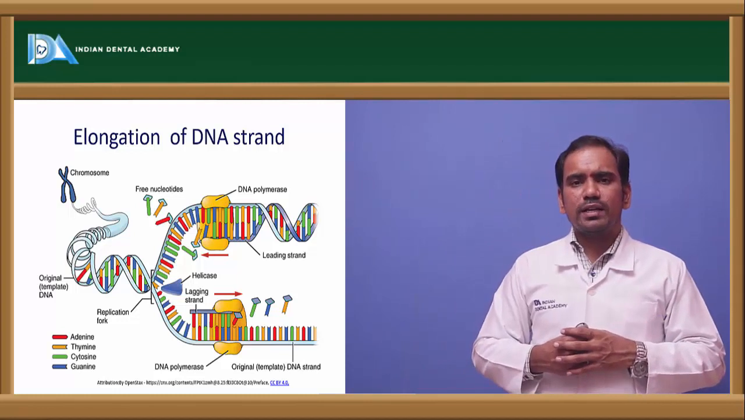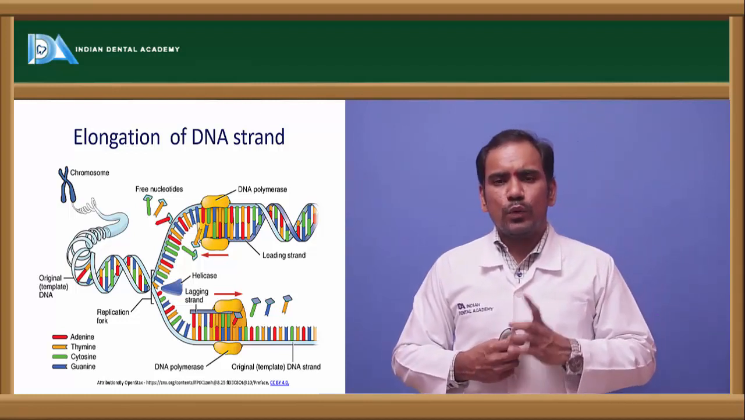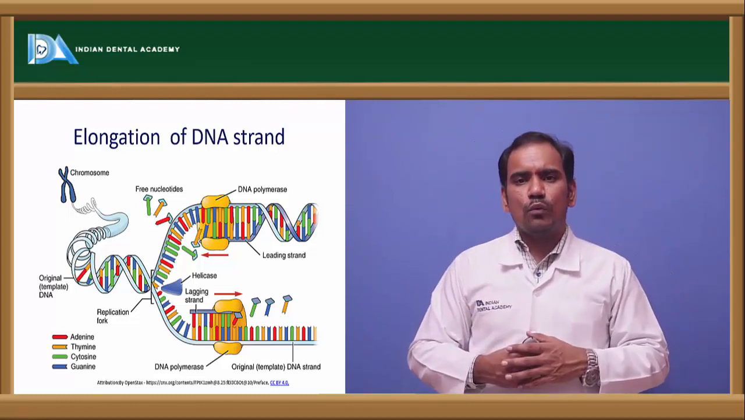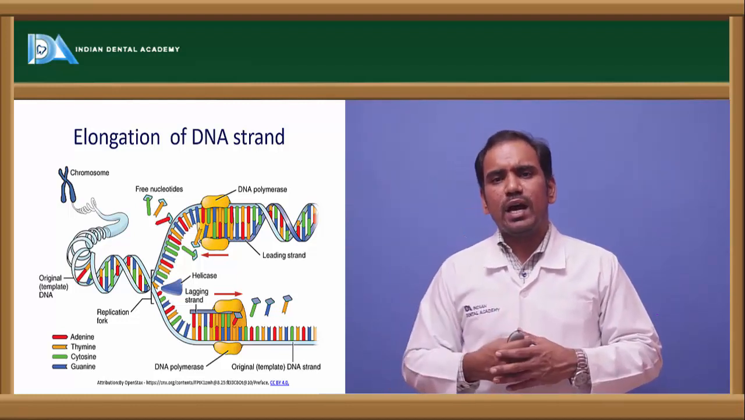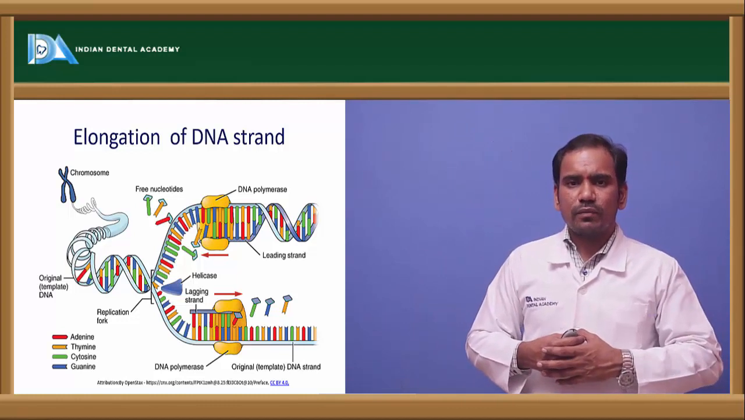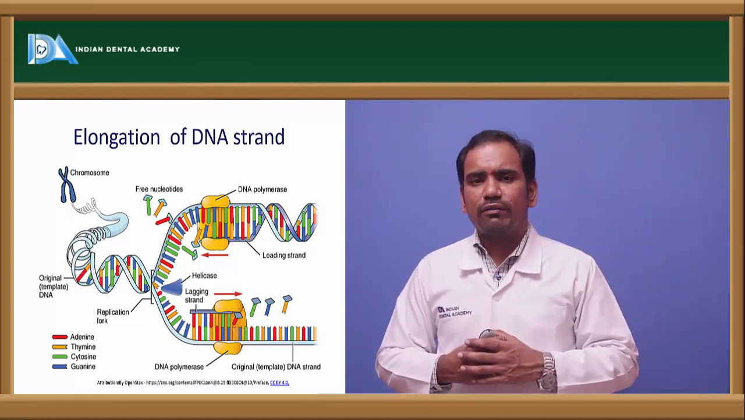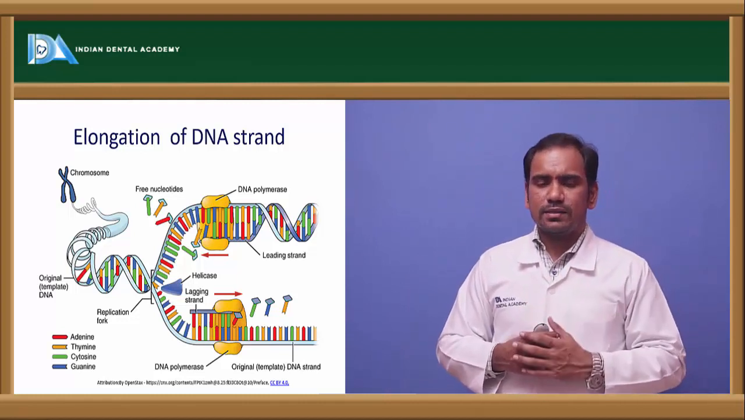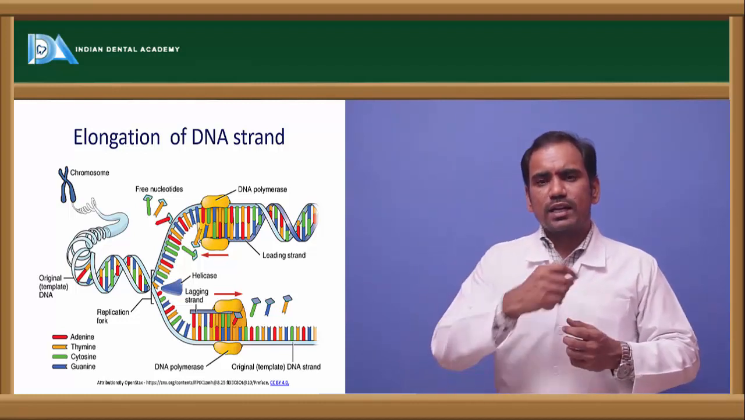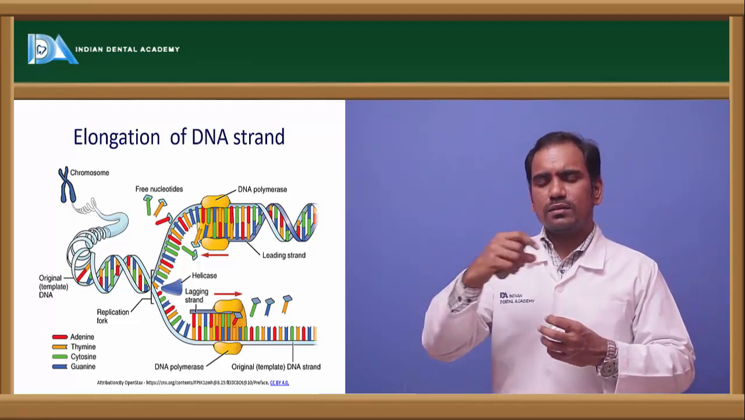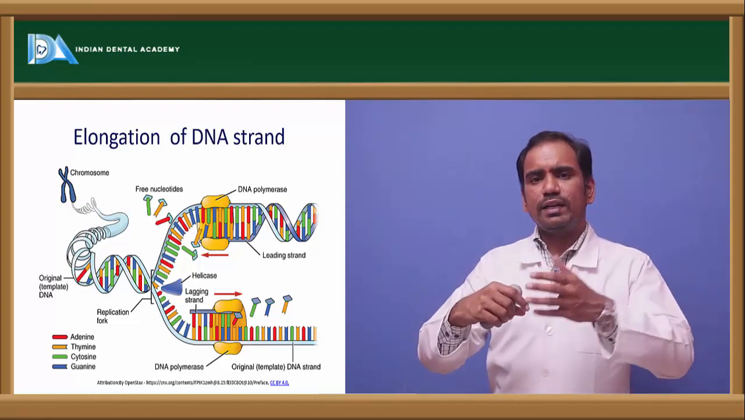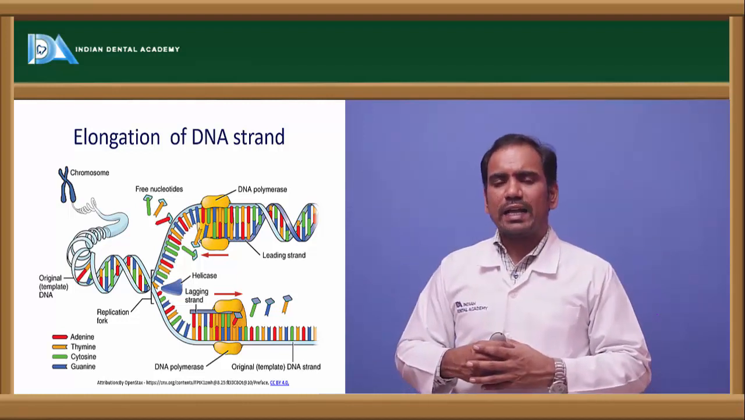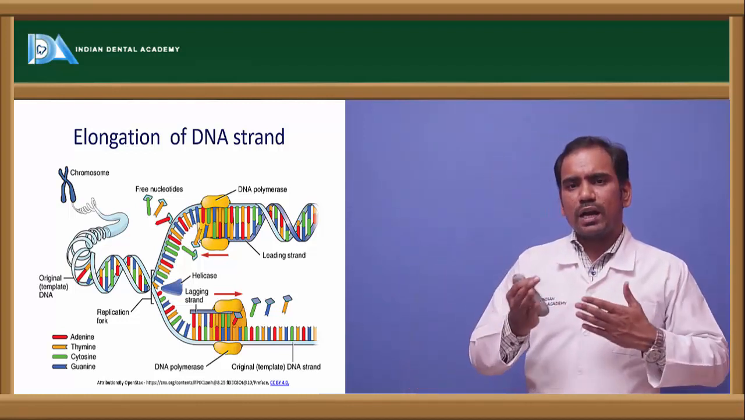So when you compare, in case of leading strand, we require only one RNA primer, whereas in case of lagging strand, we require many RNA primers. So that is the difference between the requirement of RNA primers in case of leading strand and lagging strand. There is continuous synthesis of DNA in case of leading strand with a single RNA primer. When you see the lagging strand, we require many RNA primers.